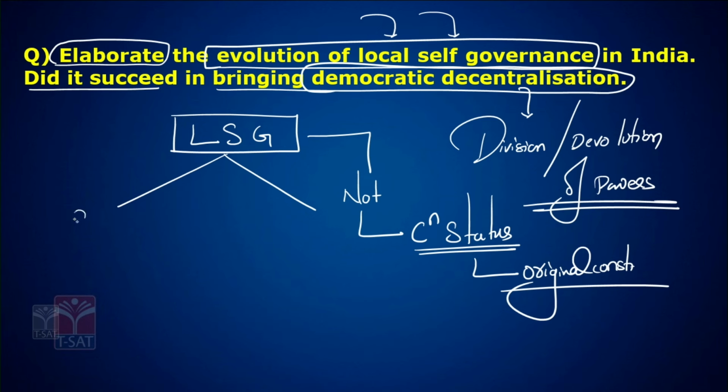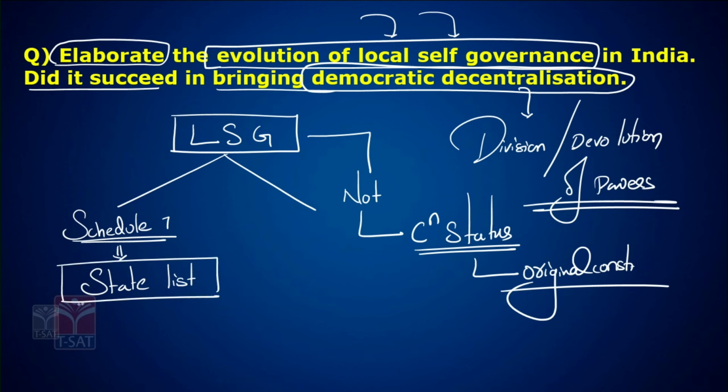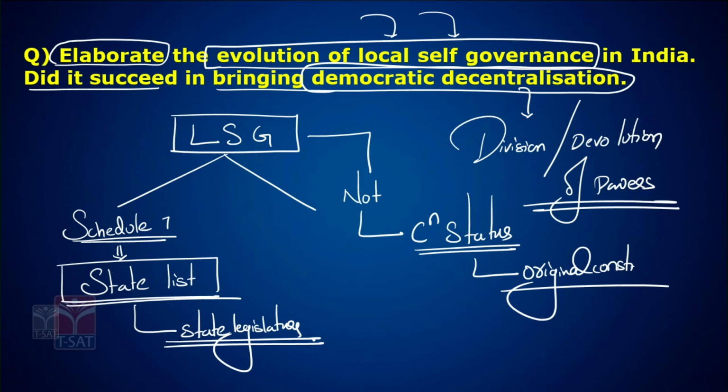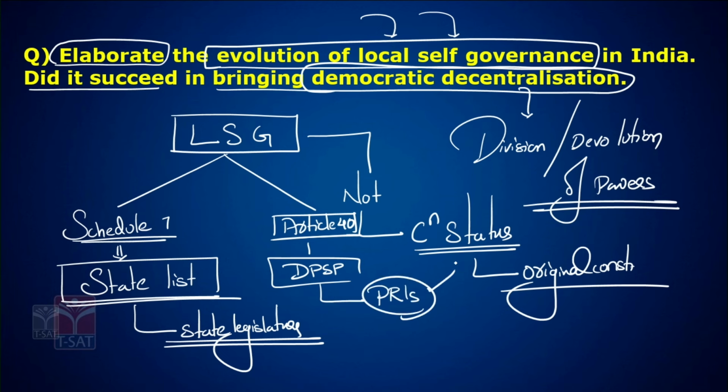The first one is Schedule 7. In Schedule 7, local self-governance is part of the state list subject. As it is part of the state list, the state legislature has all the rights to make laws on local self-governance in India. The second one is Article 40 of the Directive Principles of State Policy. Article 40 says it is a duty of the state to constitute Panchayati Raj institutions for village self-governance.